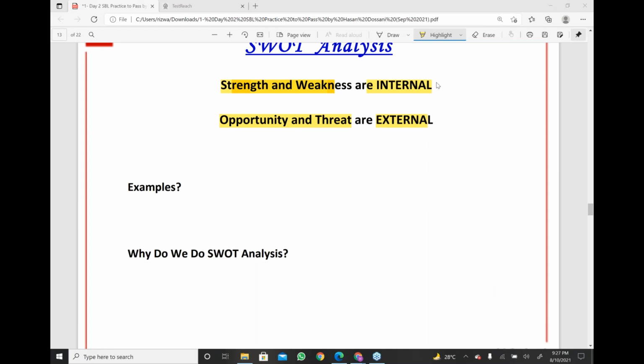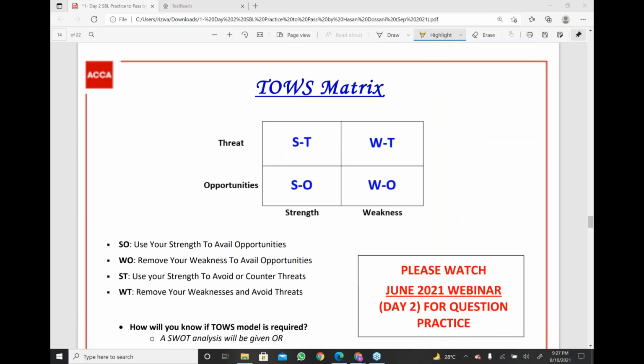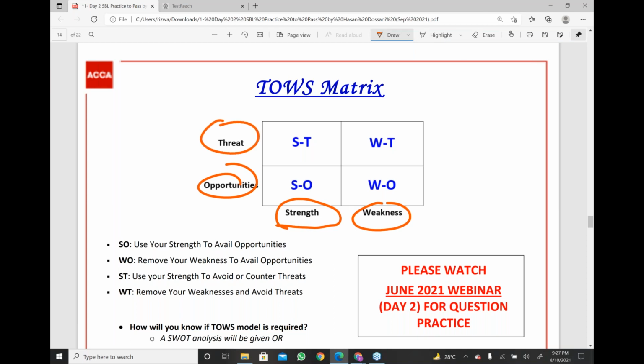You guys are bang on. So that is the next thing. It is called TOWS matrix. TOWS stands for threat, opportunity, weakness, strength matrix. So on the x-axis, there's strength, there's weakness. On the y-axis, opportunity and threat. So this box is SO, WO, ST, WT. Is this clear, right? So SO means what? SO means that we use our strength to avail opportunities. This is the theoretical side.